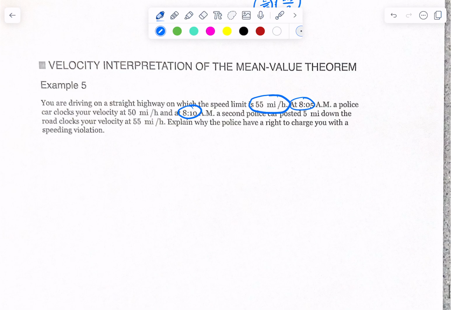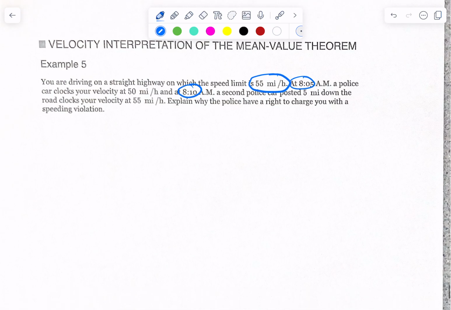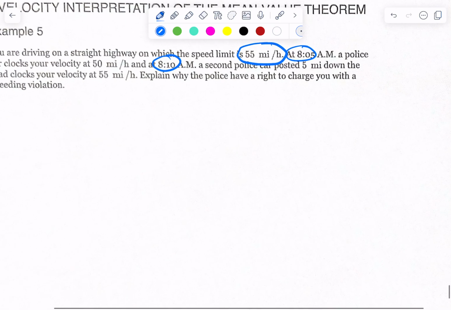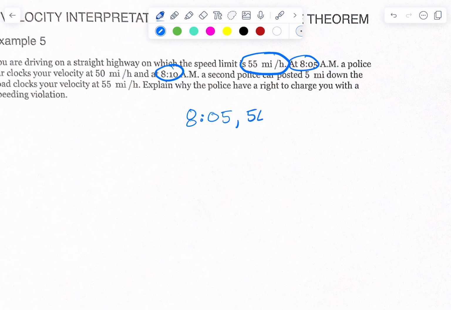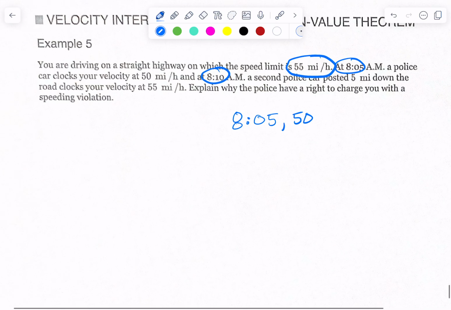Okay. All right, a police car clocks your vehicle at 50 miles an hour at 8:05. And at 8:10, a second police car posted 5 miles down the road clocks your velocity at 55 miles per hour. So, here's what I have going on here. I have at 8:05, what's our speed? I'm going to graph you one. Just wait a second. At 8:05, you're going 50 miles an hour. No, but that's just our speed. We have a velocity though.